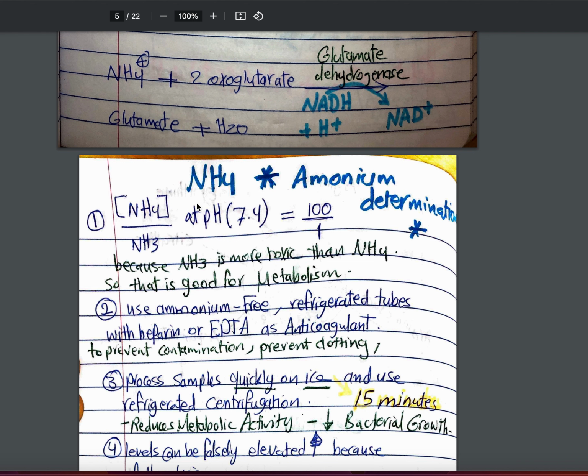About the determination of the ammonium, we make a ratio between the concentration of NH4 divided by the concentration of NH3 at pH 7.4, which equals 100, because NH3 is more toxic than NH4, so that is good for the metabolism. Sometimes they say NH4 is more toxic, and sometimes they say NH3 is more toxic. Some resources say that both are toxic, and that is what is so important about these conditions.